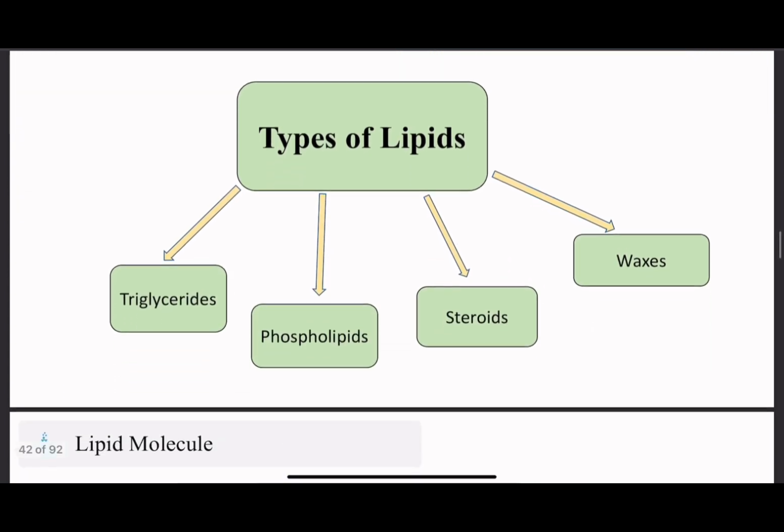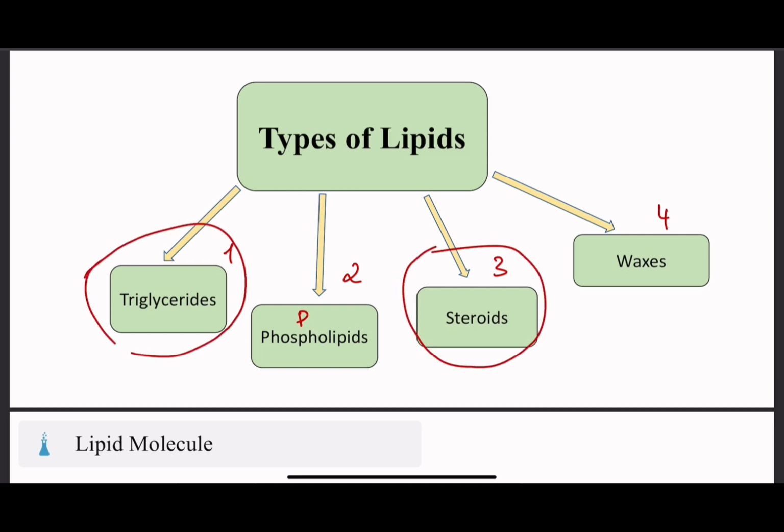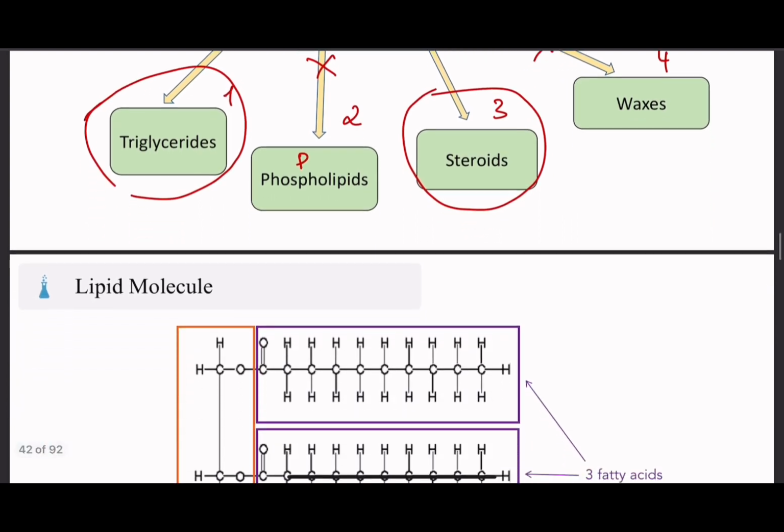So, types of lipids. There are four types. One is triglycerides. Second is phospholipids. The third is steroids, and the fourth is waxes. Phospholipids are the ones that have phosphorus in them. We're going to discuss triglycerides and steroids. We won't be touching phospholipids and waxes this time.